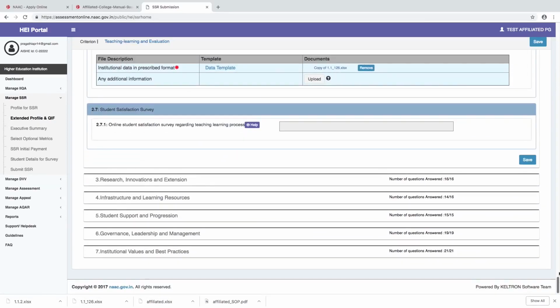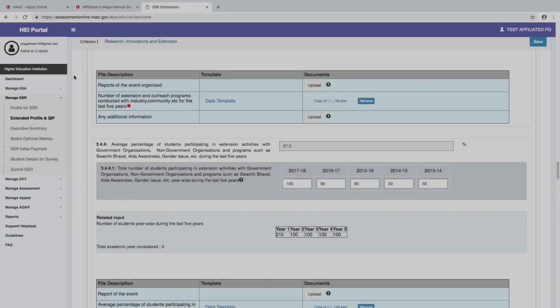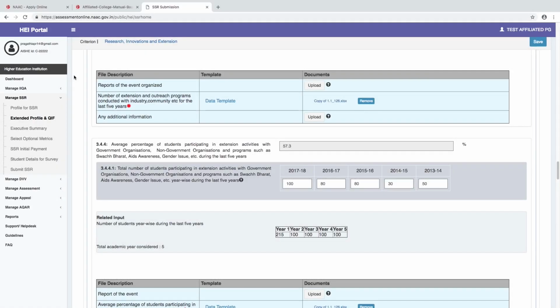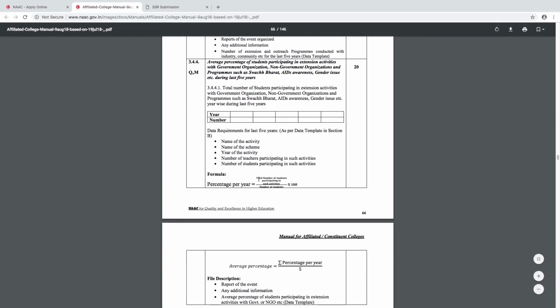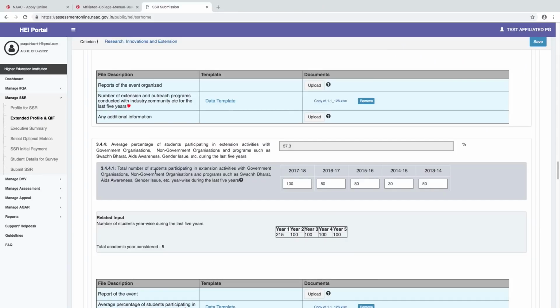While doing so, we will have here the number of metrics that are answered completely listed down here. For every quantitative metric, we will see that there is a related input given here. It is important to understand how this quantitative metric works. In the manual, a detailed formula is given for every metric, that is, how an input given by the institution is converted into a value.